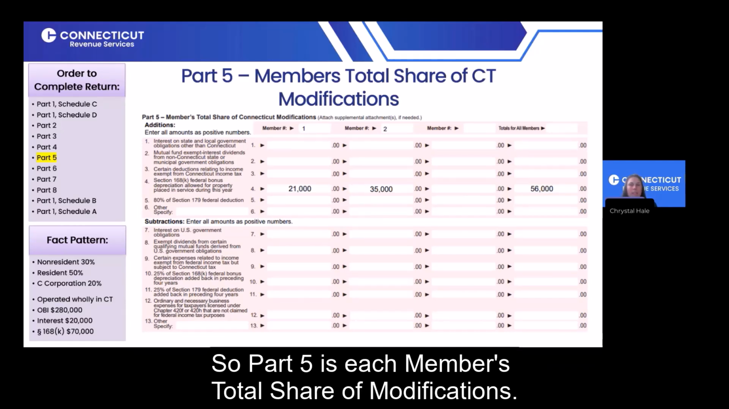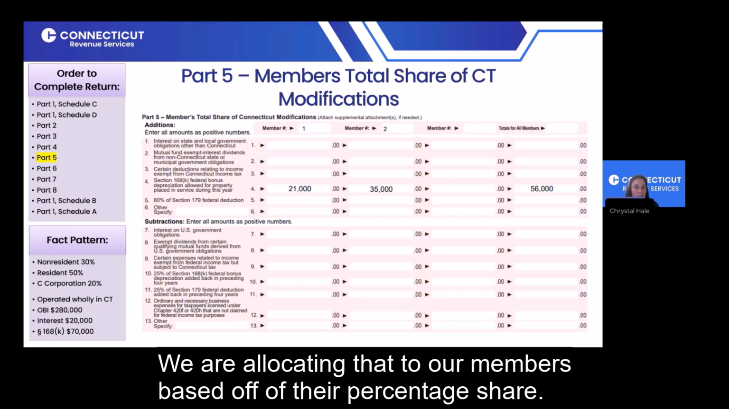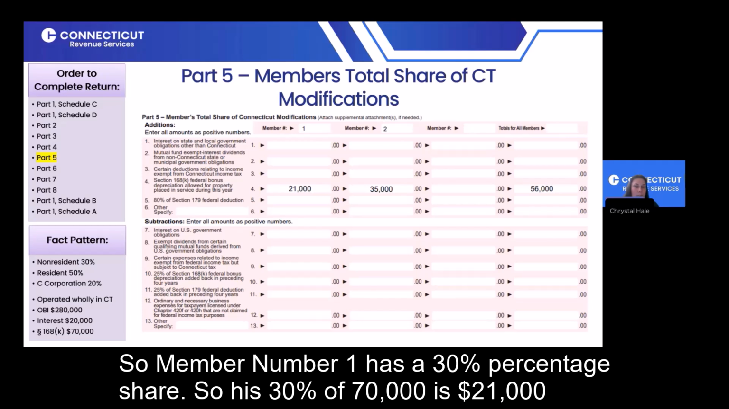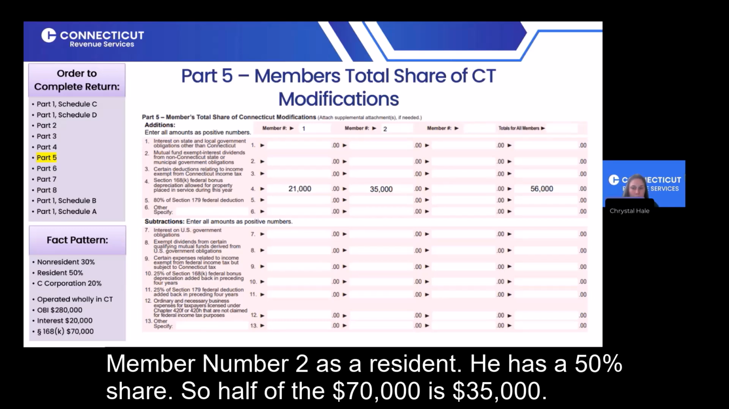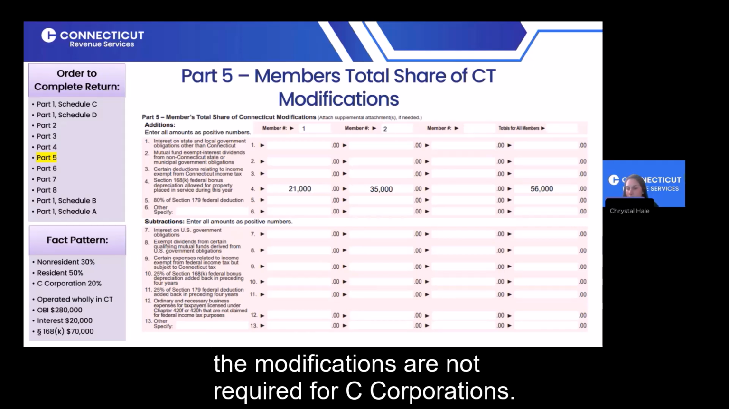So Part 5 is each member's total share of modifications. In the example, we did have a bonus depreciation add back of $70,000. We are allocating that to our members based off of their percentage share. So member number 1 has a 30% share, so his 30% of $70,000 is $21,000. Member number 2, as a resident, has a 50% share, so half of $70,000 is $35,000. And if you notice here, member number 3 is not included, because the modifications are not required for C corporations.